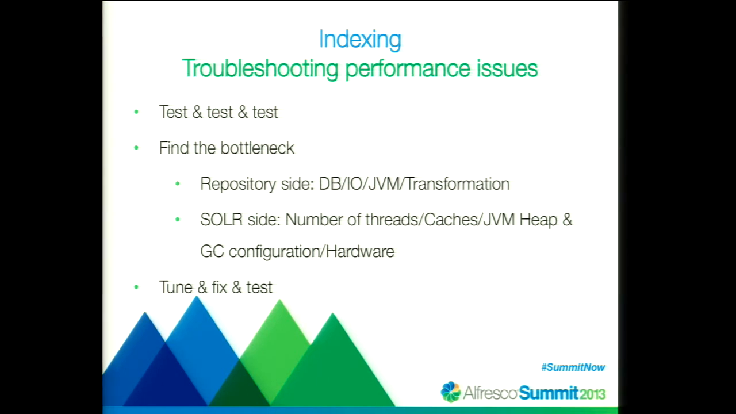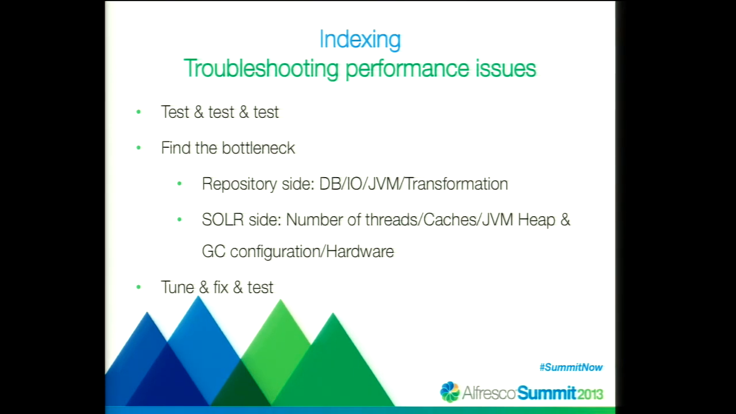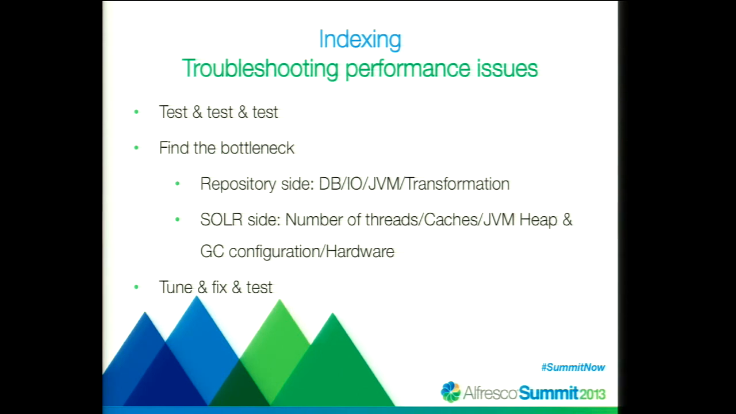Now we'll be talking about troubleshooting. If you still face some problems with the indexing, you will need to test a lot and change the configuration and test again until you find the bottleneck, which can be on the repository side: database, I/O, JVM, and transformation. For the database, sometimes you need to add more connections. Sometimes on the I/O, if you are using virtual machines, there are some bottlenecks with the input-output on disk read. You can use hdparm to check the speed for read and write actions on your disk.